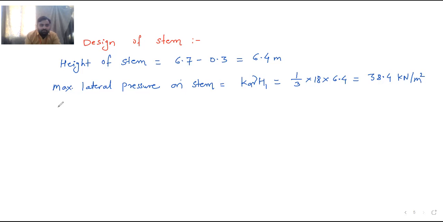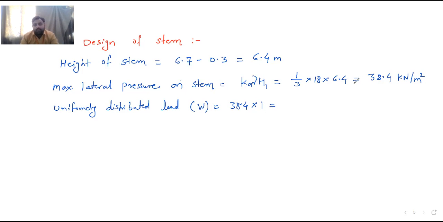So the UDL, uniformly distributed load W, is equal to 38.4 into 1. So whatever I have written now, this line, this is the extra line. If you want to avoid it, you multiply here only by 1 in the previous step and write the answer directly in kilonewton per meter. So 38.4. So now the maximum moment we will calculate.